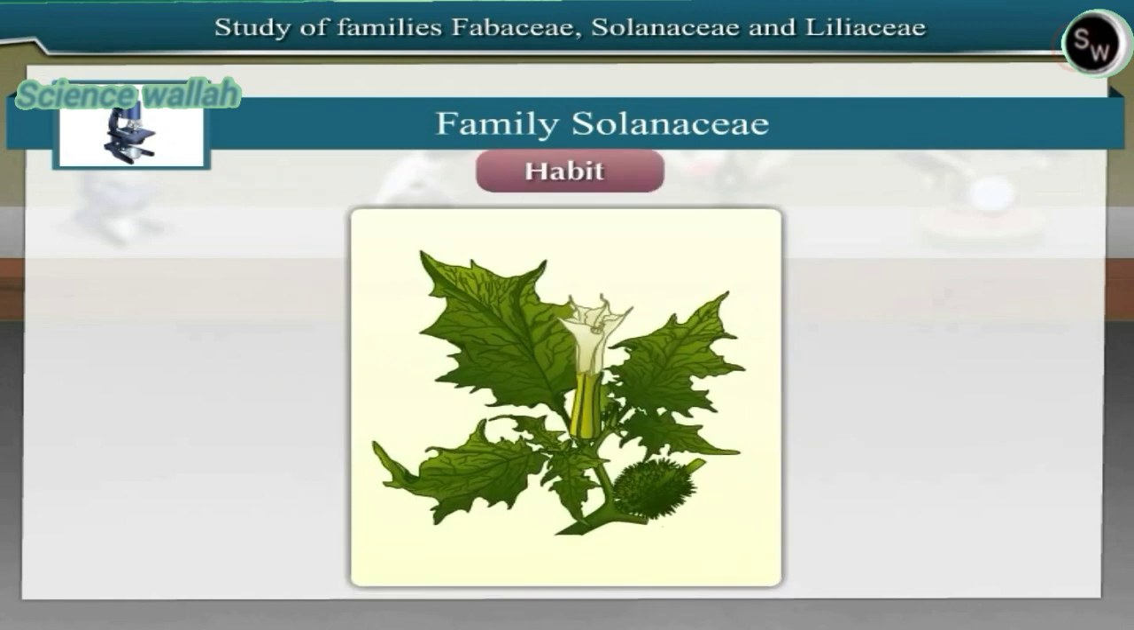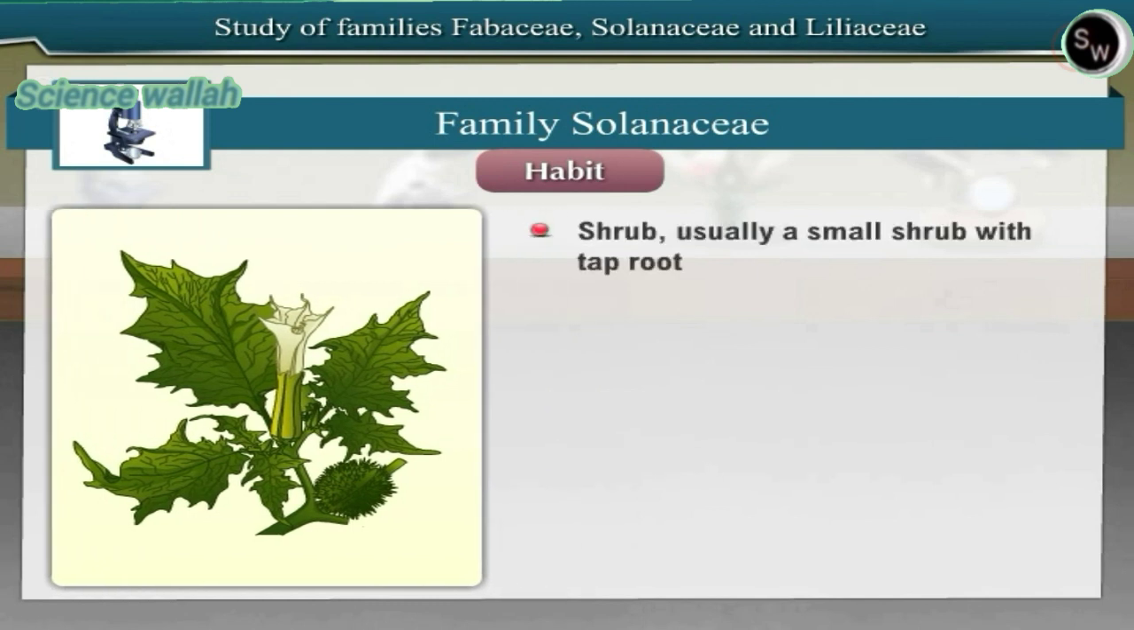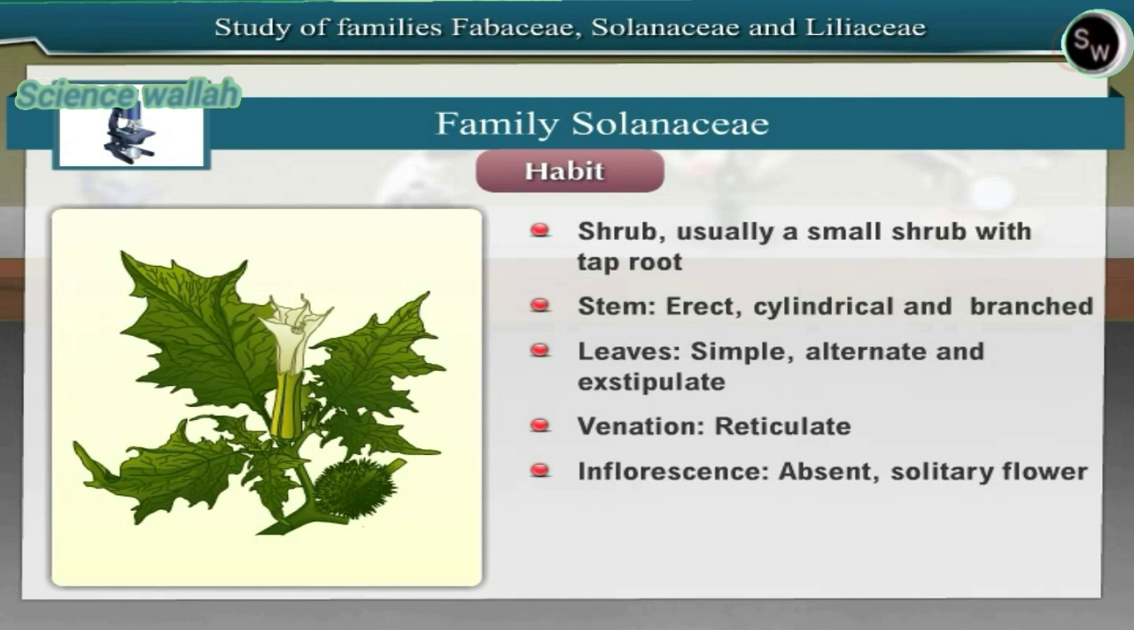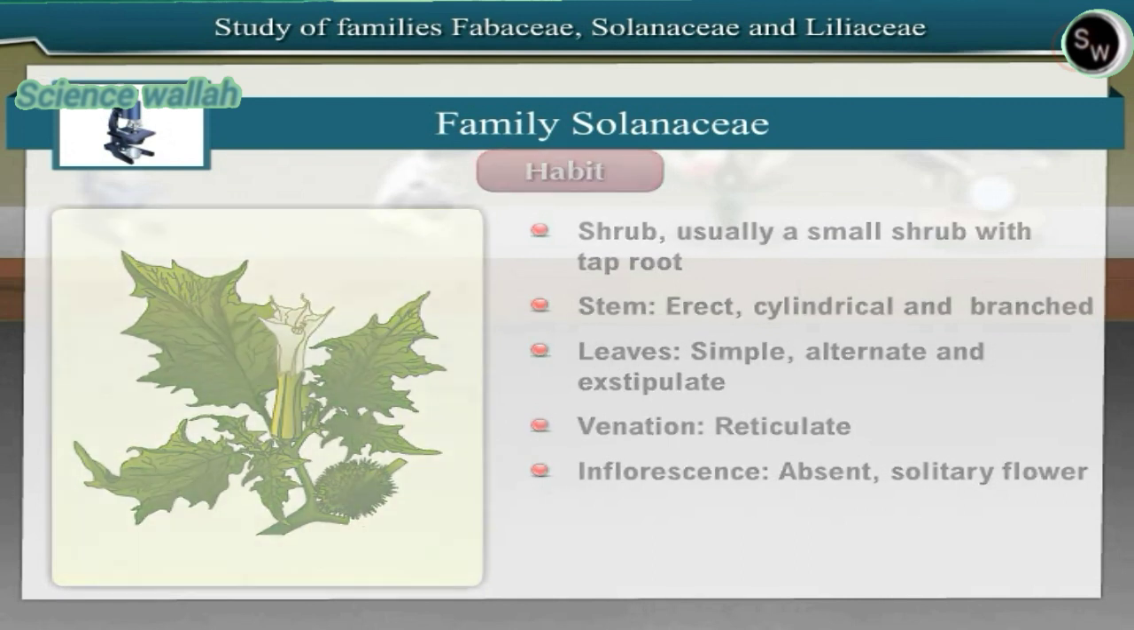Habit of plants belonging to Solanaceae is that of the shrub, usually a small shrub with taproot. Stem is erect, cylindrical and branched. Leaves are simple, alternate and exstipulate. That is, leaves do not have stipules. Leaves have reticulate venation. Inflorescence is absent. The flowers are solitary, situated in axillary position. If inflorescence is present, it is cymose.